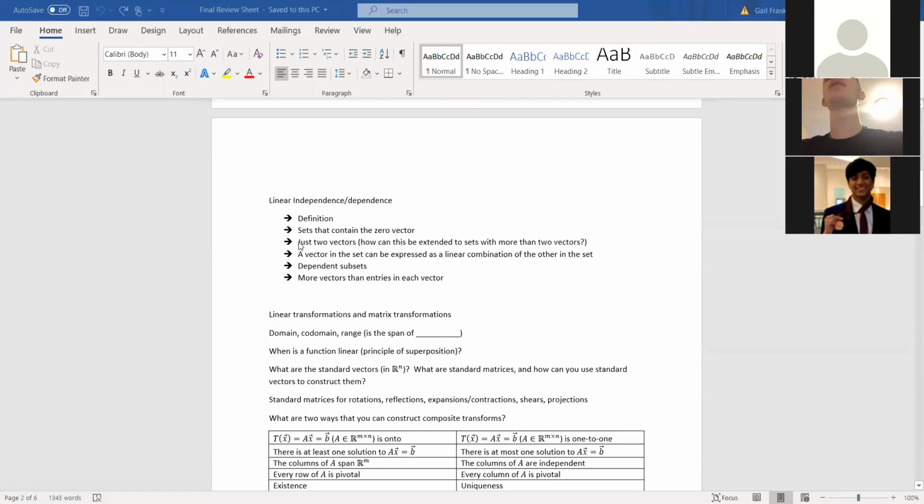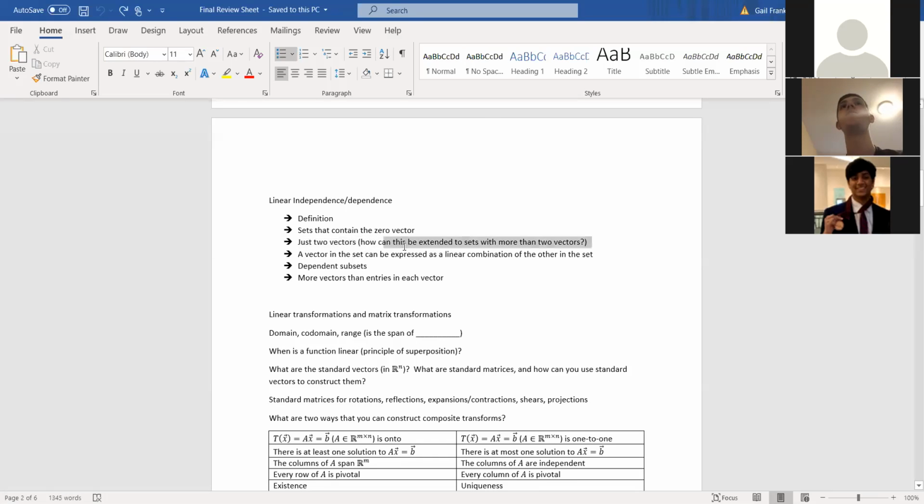And let me get back to the review sheet. If you have just 2 vectors, a quick way to tell if they are dependent is if one's a multiple of the other. So if you have 2 vectors and one's a multiple of the other one, then you do have a dependent set. And same if you have like 5 vectors and one is a multiple of another, then the whole set is dependent.